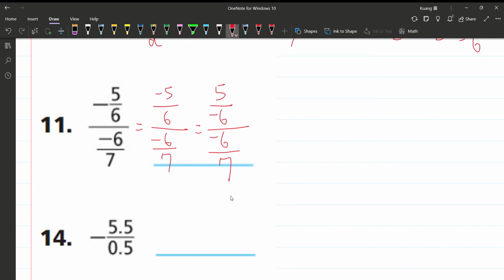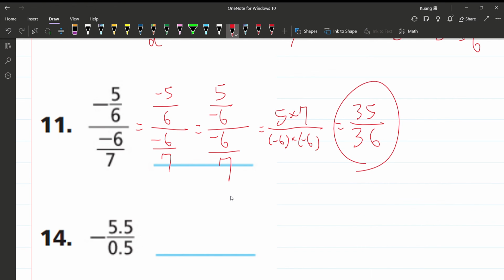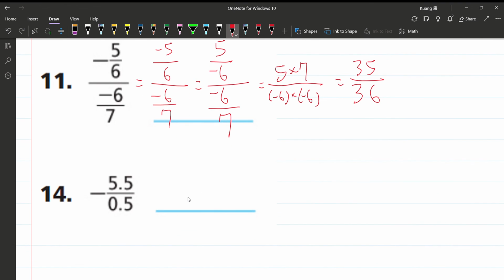Alright. So the denominator of the new fraction is the product of the two inside numbers. So it's negative 6 multiplied by negative 6. And the numerator is the product of the outside two numbers, so 5 and 7. So it'll be 35 over, the product of two negative numbers is positive. The product of two negative numbers is positive. So it's 36. This is your answer. Positive 35 over 36.